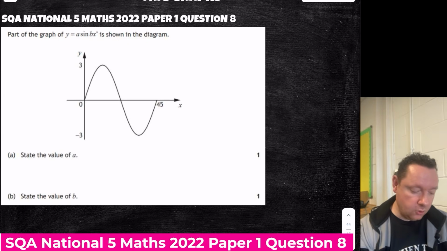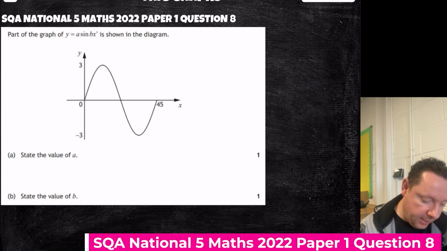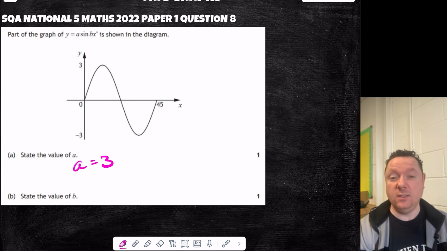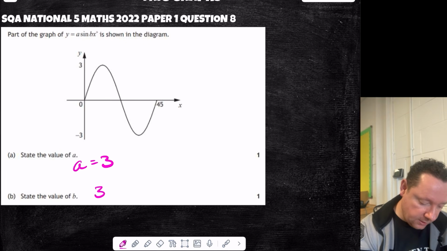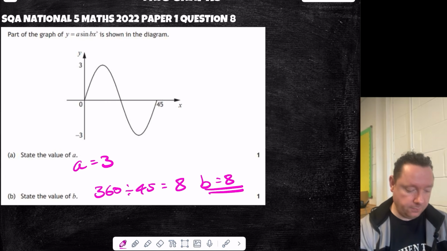SQA National 5 Maths 2022, paper 1, question 8. State the value of A and B for this graph. Well, the amplitude is 3. It goes 3, minus 3. A equals 3. And then it's sine bx. Well, we've only drawn one graph, but it only goes up to 45. So I'm working out, how many does it do up to 360? So 360 divided by 45 is equal to 8. So B equals 8. And we're done there.